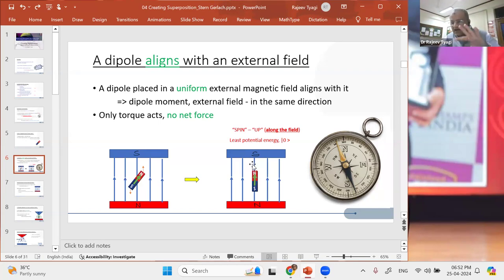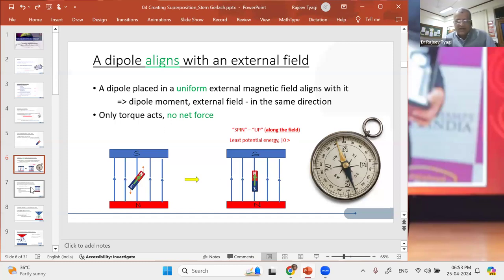Spin up means aligned with the external field, and this is the condition of least potential energy. This is the least energy. When you turn it by 180 degrees, you have done work, and those who have studied the dipole, at least those who are in class 12, would know that 2MB is the work done when you rotate it by 180 degrees, but that's a higher energy state. So you need to do work to turn it. So that state is a higher energy state. So when you bring it down, spin down, that's your state one, and this is your zero.